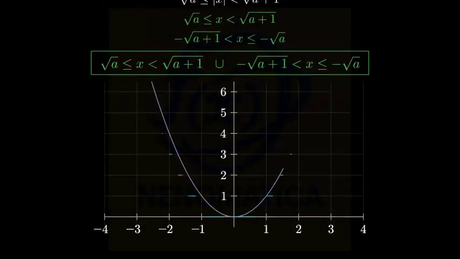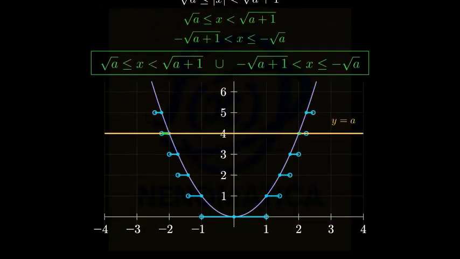To visualize, at y equals a, the floor graph touches in two horizontal pieces, one on the right between square root of a and square root of a plus 1, and a mirror piece on the left. These project down to the two x intervals we just wrote.